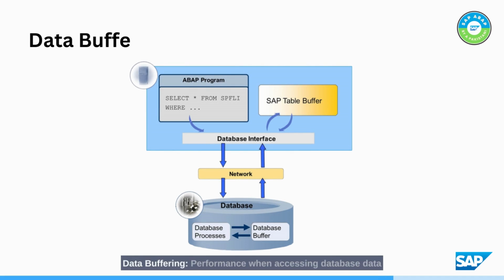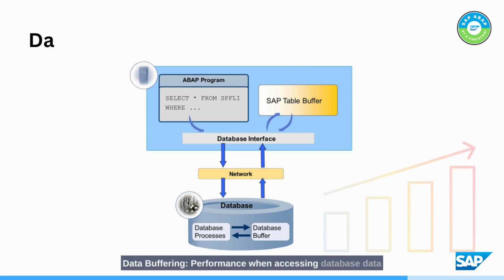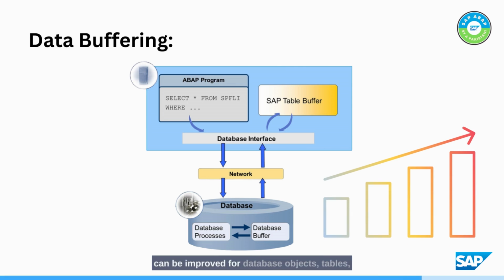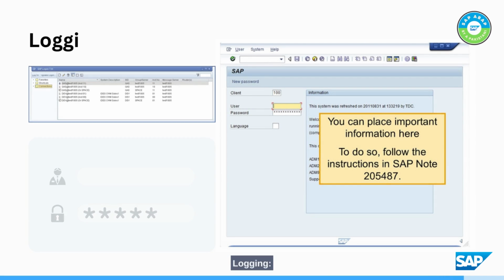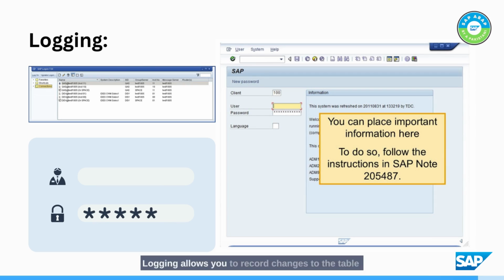Data buffering. Performance when accessing database data can be improved for database objects, tables, views, and so on, with data buffering. Logging. Logging allows you to record changes to the table entries automatically.